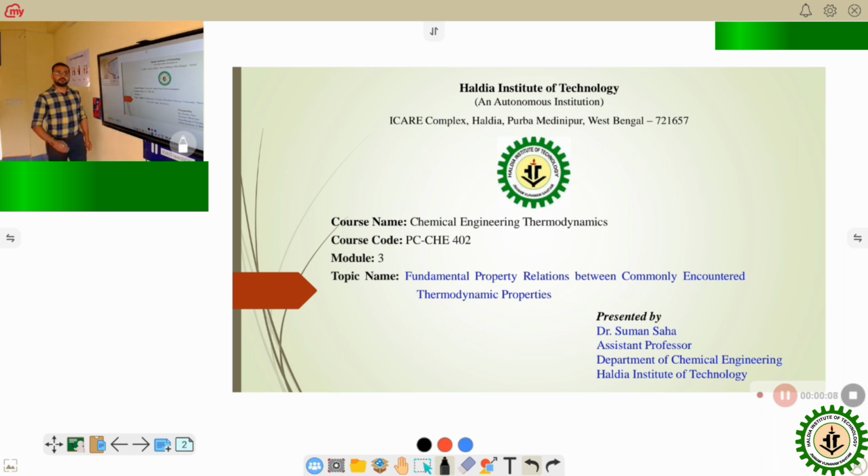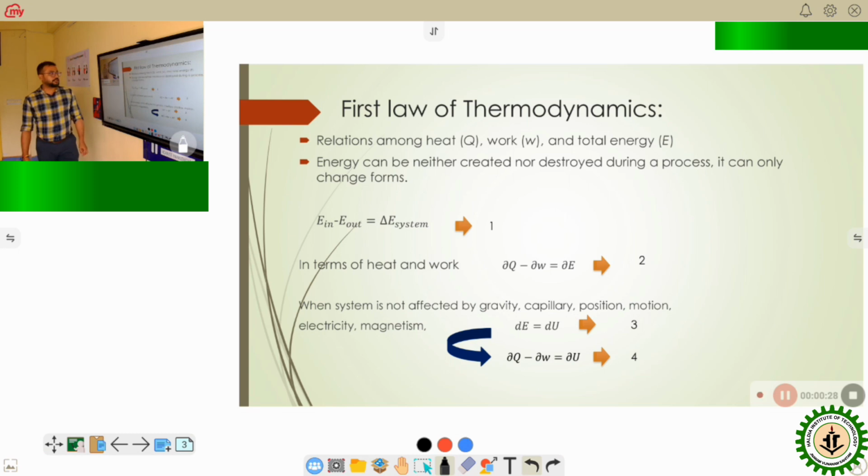Today I am going to give one lecture regarding the fundamental property relation between commonly encountered thermodynamic properties under chemical engineering thermodynamics, and the course code is PCCHE 402. Now, for the fundamental property relation, actually determination of different thermodynamic properties of a fluid that cannot be measured directly, which requires to measure that particular fundamental properties according to the measured variables.